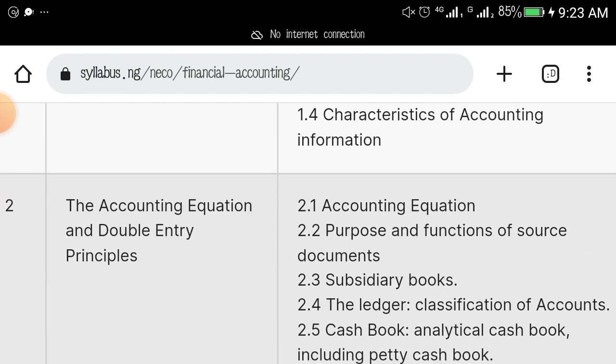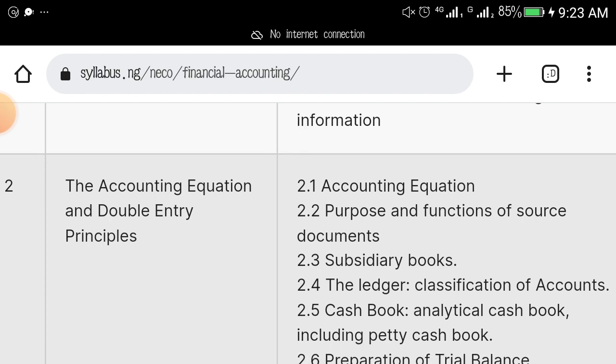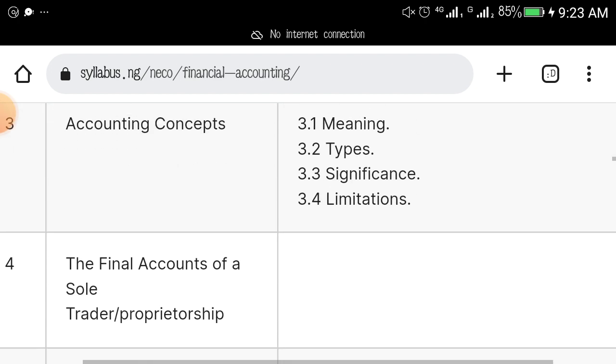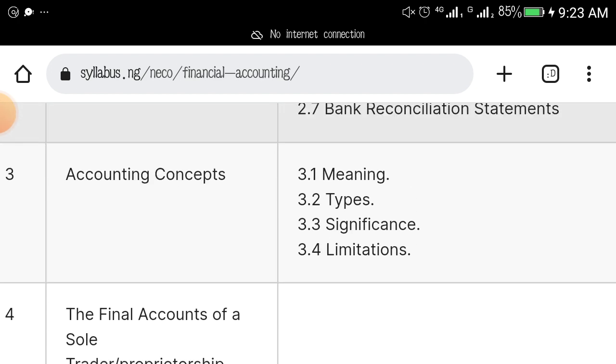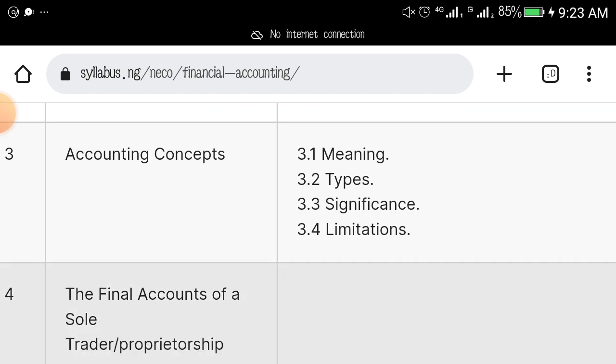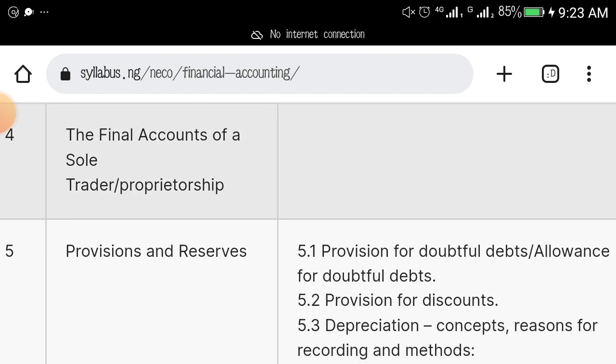I've told you number 2, accounting equation and double entry. Number 3, I'm reading directly from what NECO said will come out. Accounting concept, read meaning, types, significance, and limitations of different accounting concepts. Okay? Read the final account of a sole trader, sole proprietor. Just get your financial accounts textbook and read up these particular topics I'm mentioning.